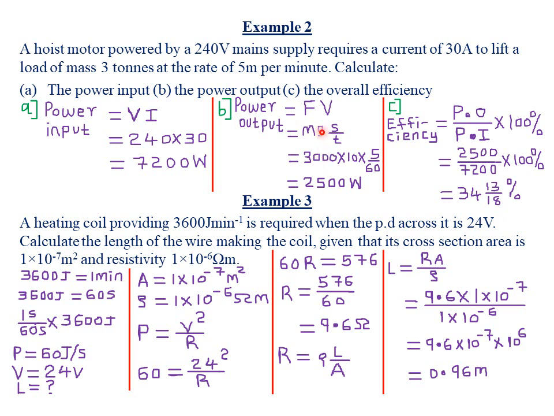Then the gravity on Earth is obviously 10 newtons per kilogram, multiplied by the distance being covered in this case, 5 meters, then divided by the time taken. Remember, the time taken, we are told, is 5 meters per minute.